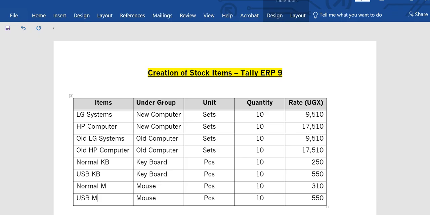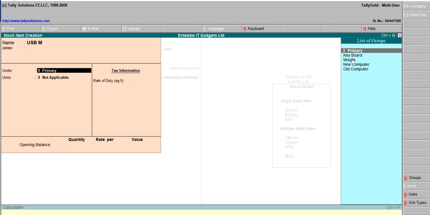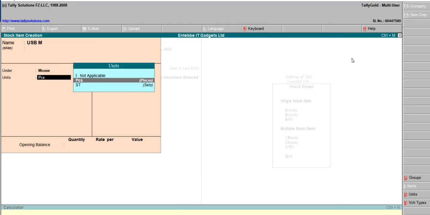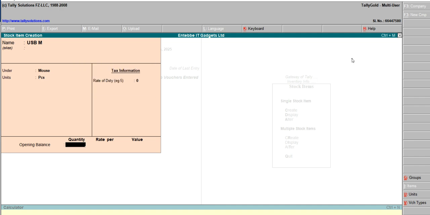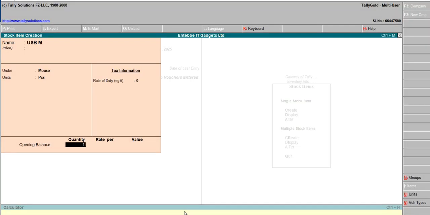Then lastly, you have the USB M, USB mouse, under mouse. This is still tax information we don't have. Quantity is what? Quantity is 10 pieces, rate is 550 per piece. So enter.